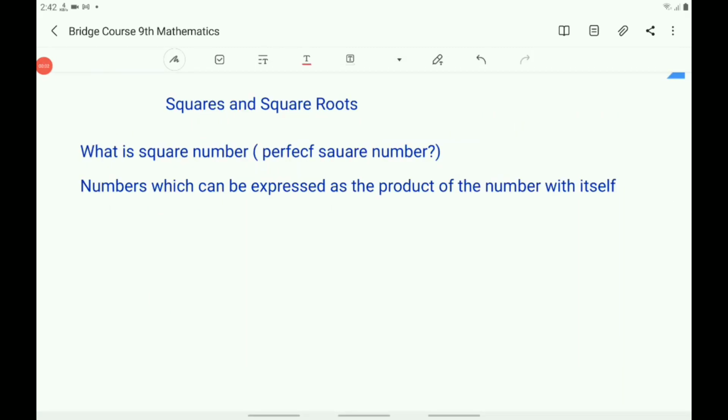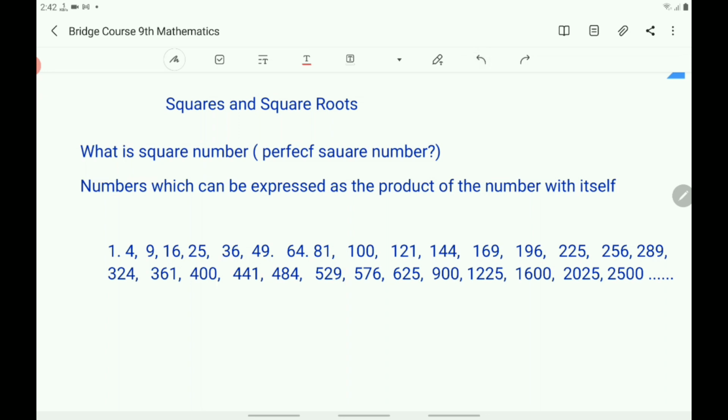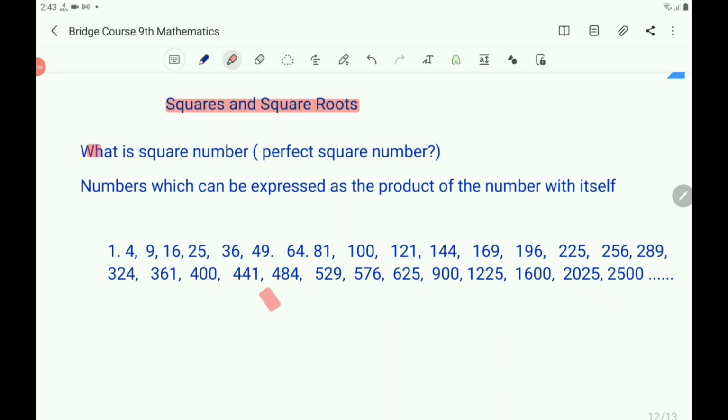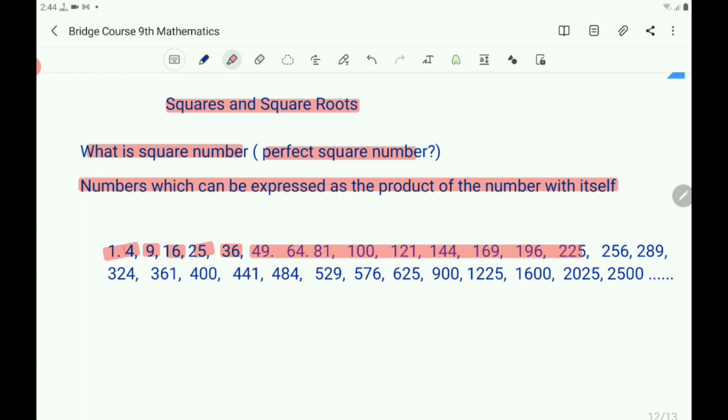Then you write what is a square number? A number which can be expressed as the product of the number with itself. Here you can give the examples. All these are the examples of the square numbers. So here, what are square numbers? It is the chapter squares and square roots. So you take what is a square number. And also the square number is also called a perfect square number. Then you can write what is a perfect square number. Numbers which can be expressed as the product of the number with itself are called square numbers. So here 1, 4, 9, 16, 25, 36, and so on.